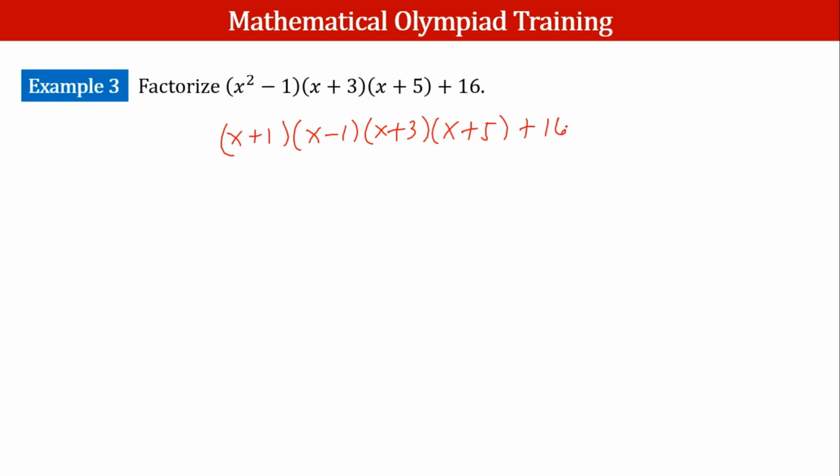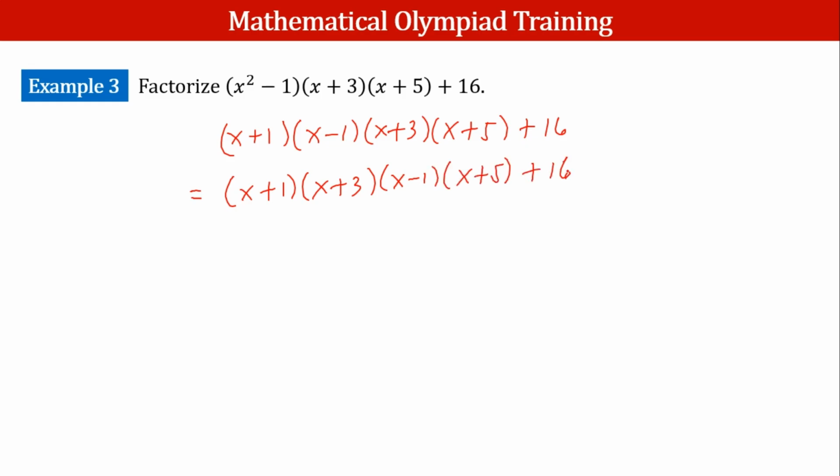Now, you can expand by multiplying all the four factors. However, that will produce a lengthy expression which might be difficult to analyze, right? So what I'm going to do now is regroup the factors. For example, I can regroup by putting together x plus 1 and maybe x plus 3. So I'll have x plus 1, x plus 3 side by side, and then x minus 1, x plus 5.